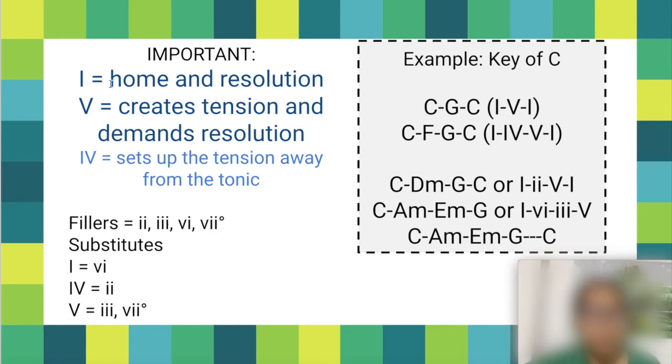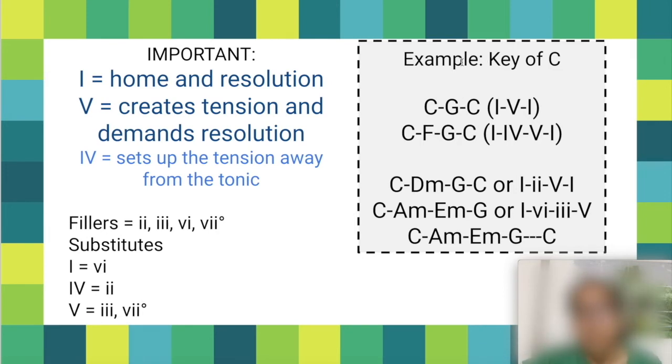So it's like a transition between the first and fifth chord, or the tonic and dominant chord. What else? The fillers that you can use are the second, third, sixth, and seventh chords, or the supertonic, mediant, submediant, and leading tone chords. And for substitutes, the tonic chord can be substituted by the sixth chord, or the submediant chord. The subdominant chord can be substituted by the second chord, or the supertonic chord, and then the fifth chord can be substituted by the third chord and the seventh chord, or the mediant chord and the leading tone chord.